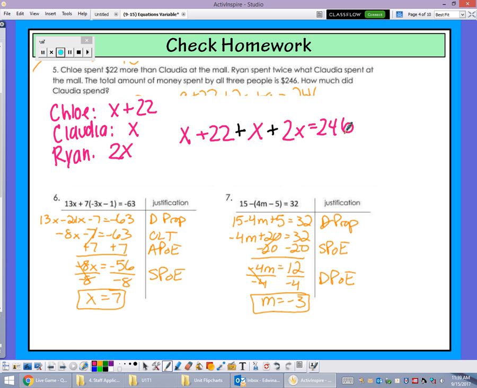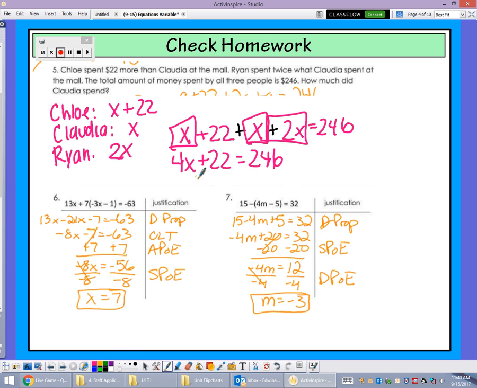All right. How do I combine my like terms? What are my like terms, everybody? X, 2X, X. What's X plus 2X? X plus X is 2X, plus 2X is 4X. And then I'm left with plus 22 is equal to 246. You know how to solve a two-step equation from here, or you should. If not, you should be practicing.